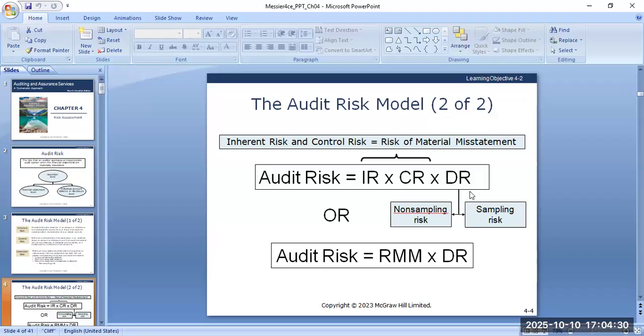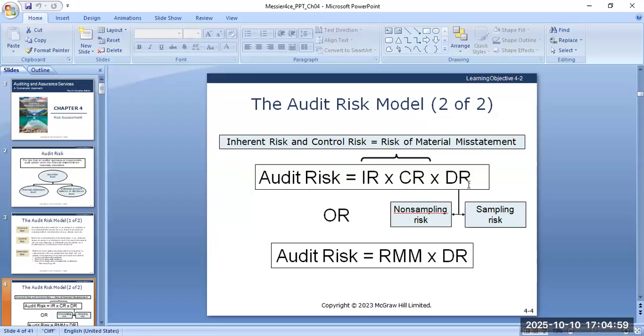Now, if the opposite happens, then we have to lower the detection risk. What that means is, if the inherent risk is high, let's say inherent risk is 2 and control risk is 5, now we're already at 10. The only way to keep the audit risk at 10 is to lower the detection risk. How can I lower the detection risk?